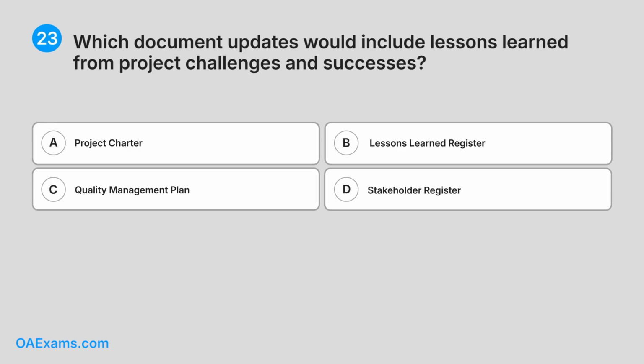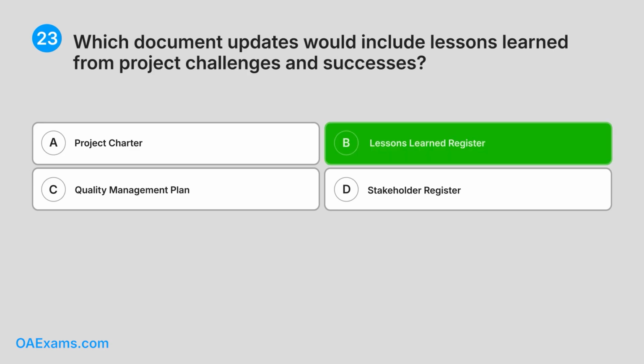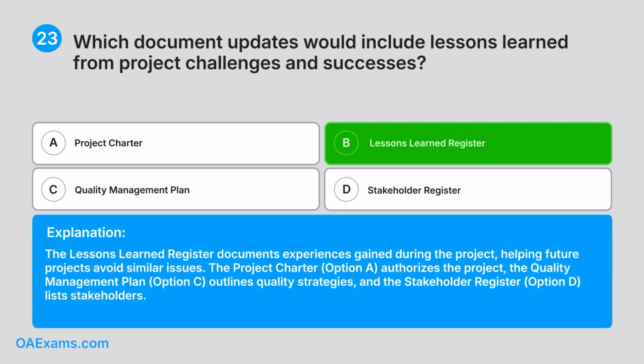Correct answer: B. Lessons learned register. Explanation: the lessons learned register documents experiences gained during the project, helping future projects avoid similar issues. The project charter, option A, authorizes the project. The quality management plan, option C, outlines quality strategies, and the stakeholder register, option D, lists stakeholders.